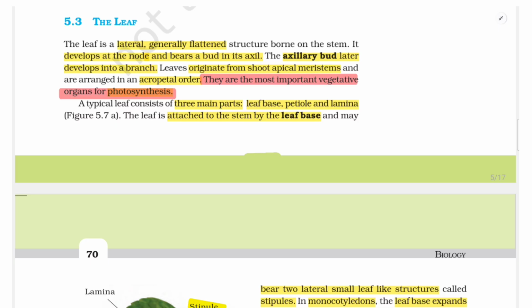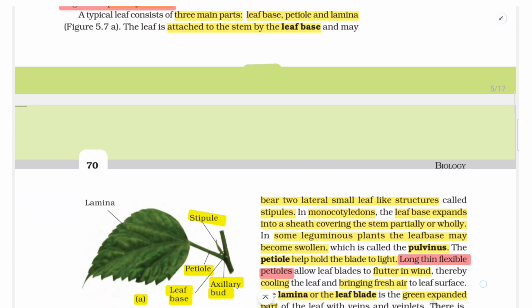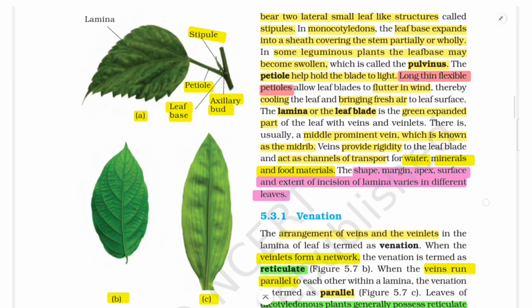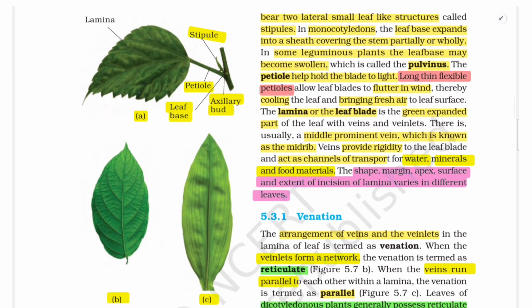A typical leaf consists of three main parts: leaf base, petiole, and lamina. Figure 5.7a. The leaf is attached to the stem by the leaf base and may bear two lateral small leaf-like structures called stipules. In monocotyledons, the leaf base expands into a sheath covering the stem partially or wholly. In some leguminous plants, the leaf base may become swollen, which is called the pulvinus.